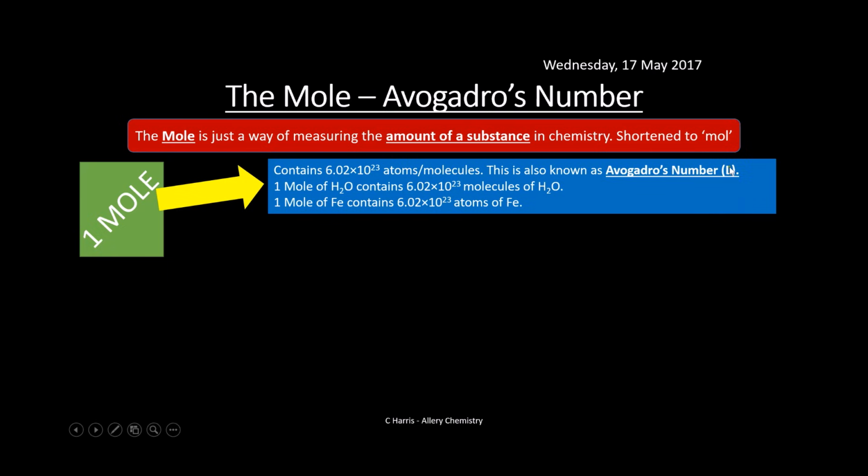And yes, we give it these funny letters again. It wouldn't be chemistry without funny letters. It's given the letter L. So if you see this letter, that means Avogadro's number. So in a nutshell, 1 mole of water contains 6.02 times 10 to the 23 molecules of water, and 1 mole of iron contains 6.02 times 10 to the 23 atoms of iron.